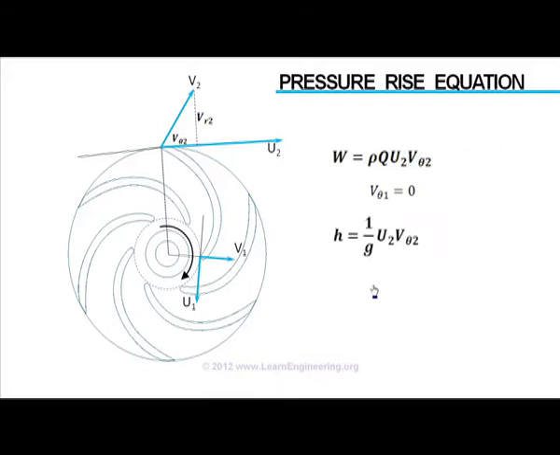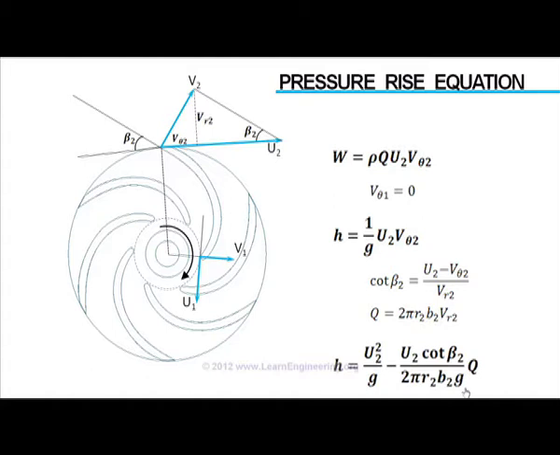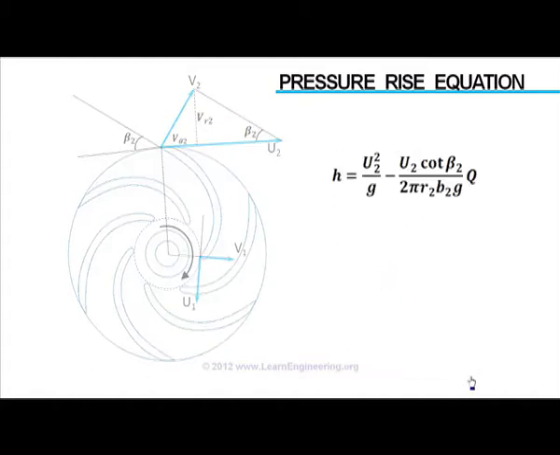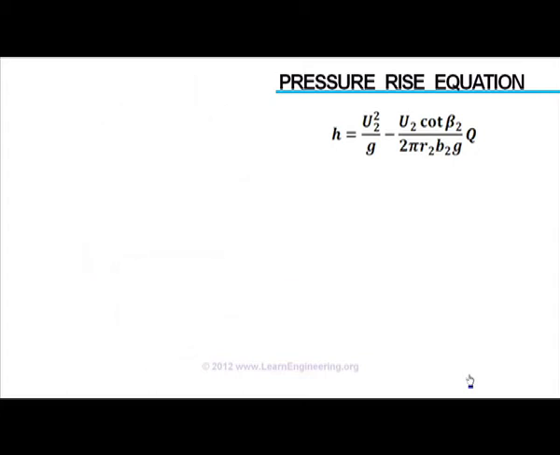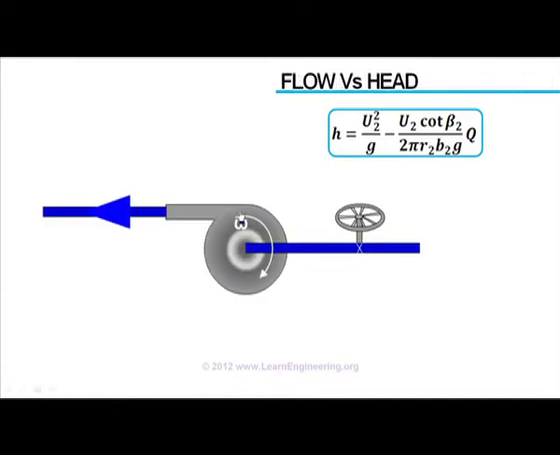Outlet blade angle beta can be derived in terms of velocities. Also flow rate through impeller is given as flow area times radial velocity. So head rise in a centrifugal pump can be derived in terms of flow rate. Using this we can predict what's the head rise, as we change the flow rate, for a particular pump geometry and a particular impeller angular velocity.